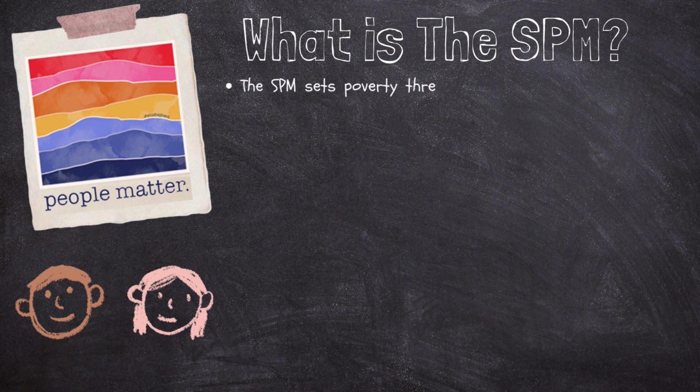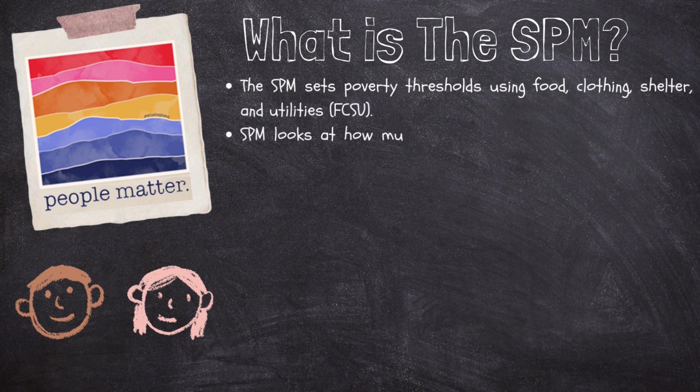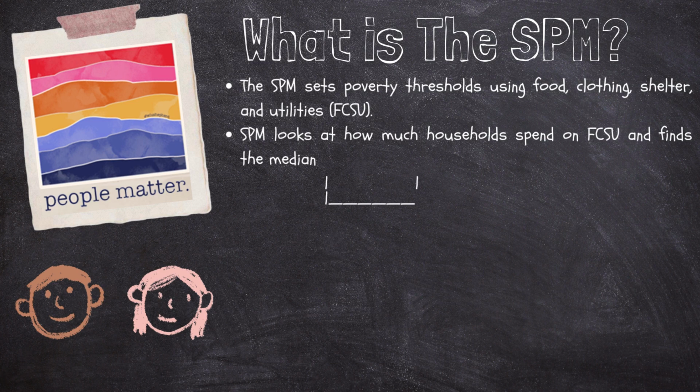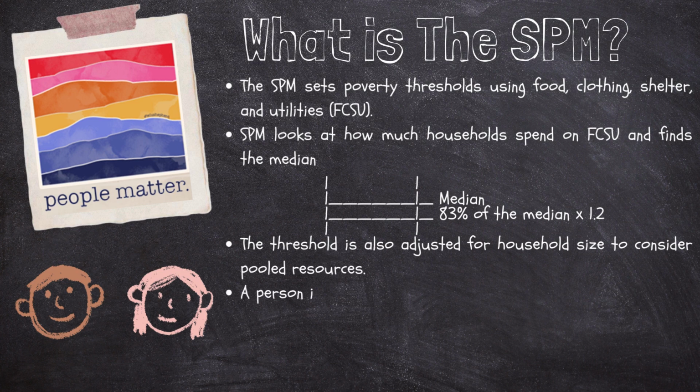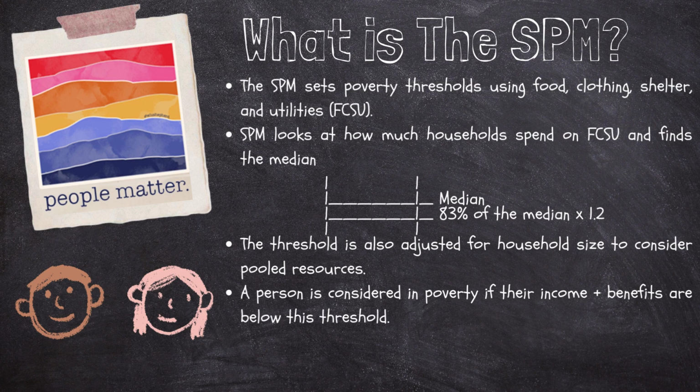SPM begins by examining food, shelter, clothing, and utilities, or FCSU. The SPM takes a large selection of data points and finds the median between homes that spend the most on FCSU and homes that spend the least. We then take 83% of the median and multiply it by 1.2. This is intended to add wiggle room for nicer products in some areas and spending on items outside of the necessities. The FCSU median is readjusted for the composition of the household based on whether or not people live together and pool resources. In our measurement, individuals who are in poverty are those below this threshold that we calculate using the FCSU when taking into account their benefits and income.